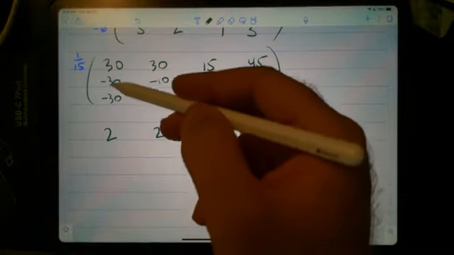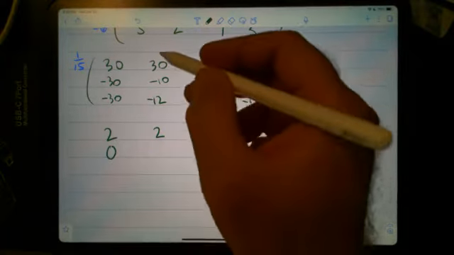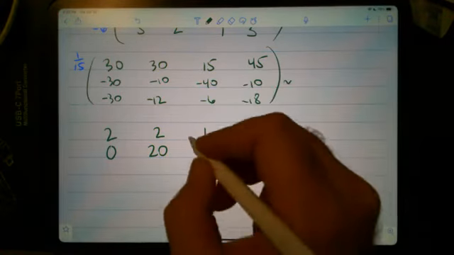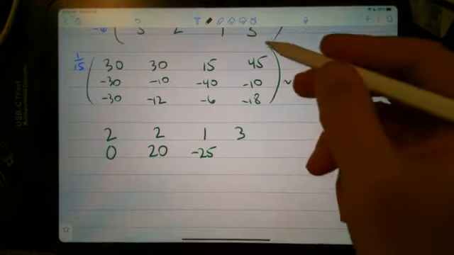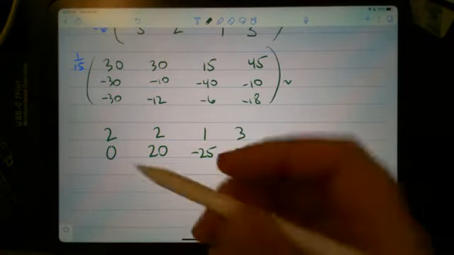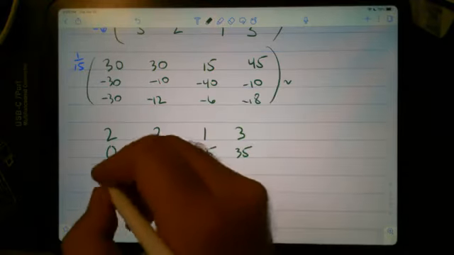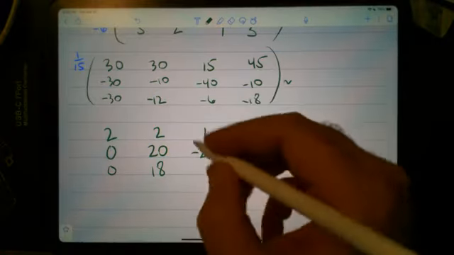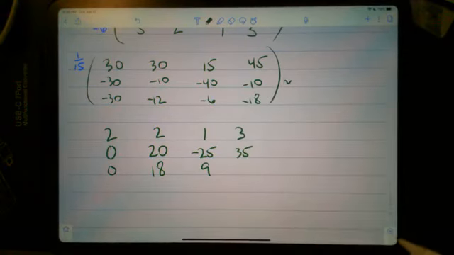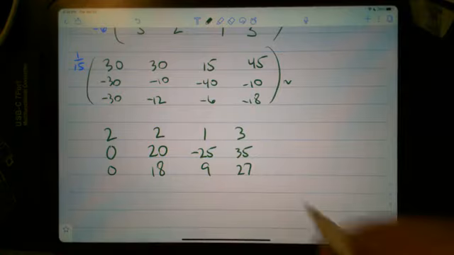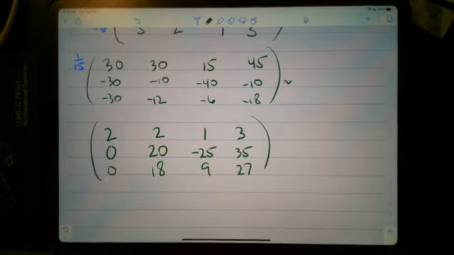And then 30 minus 30 gives me a 0. 30 minus 10 is 20. 15 minus 40, that's negative 25. 45 minus 10 is going to be 35. And then 30 minus 30 is 0. 30 minus 12 is 18. 15 minus 6 is 9. 45 minus 18, I think that's 27. Okay.